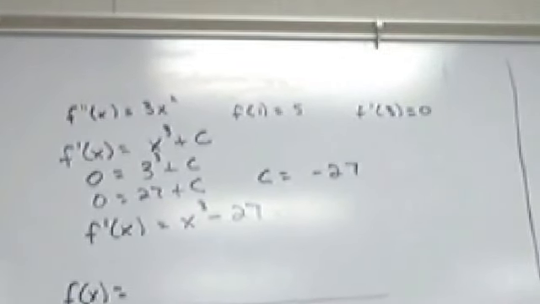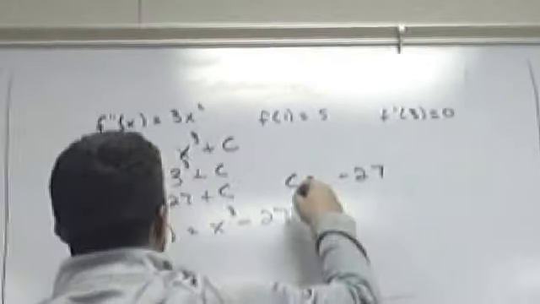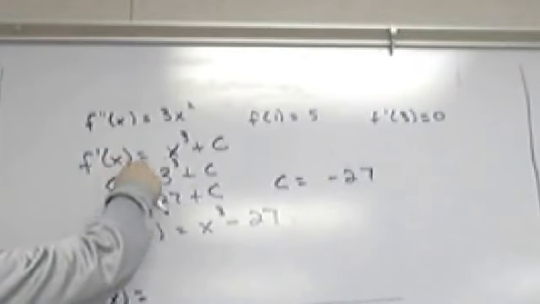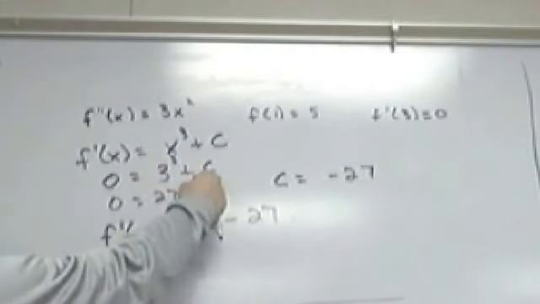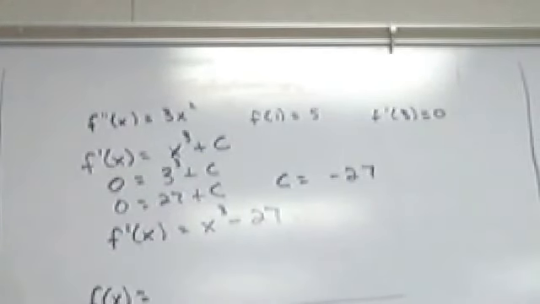Okay? Once again, this fact, f prime of 3 is 0. I put 3 in for x. 3 cubed plus c equaled 0. All right?